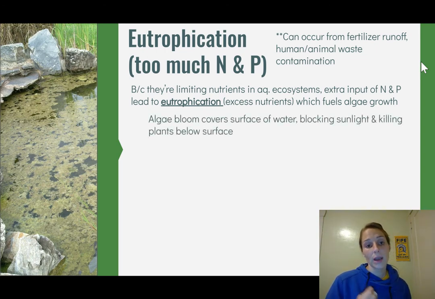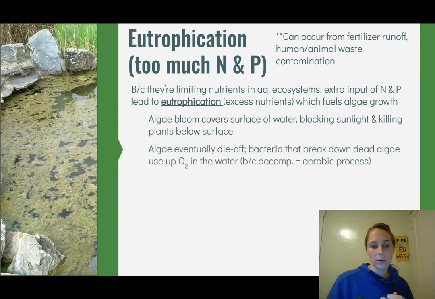Now, basically the way that eutrophication happens is it's a step-by-step process. The first step is that the algae gets this nitrogen and phosphorus, it's very happy, it's going to bloom, it's going to thrive, and then this algae bloom is going to take over and cover the surface of the water. Now that's great for the algae that floats on top of the water, but it's going to block sunlight and kill any plants that live below the surface of the water.